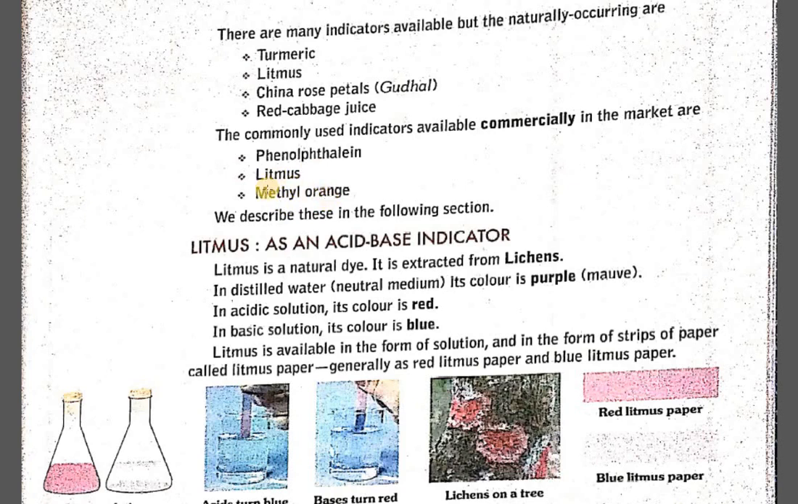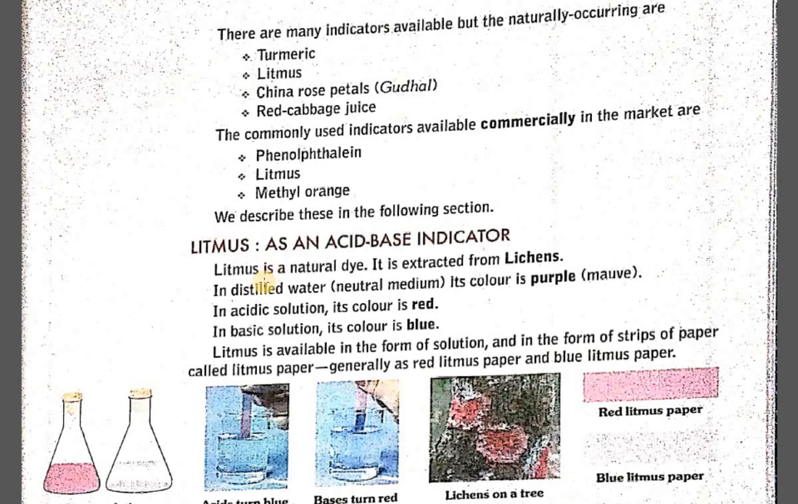Now, litmus here has been put up in the synthetic one also because it is basically obtained from a natural source, so that's why it can also be called a natural indicator. But since it is synthesized to make paper or the solution, and it is processed further, that's why it can be kept under the synthetic indicators as well. So let's see what are the things which are given in the litmus.